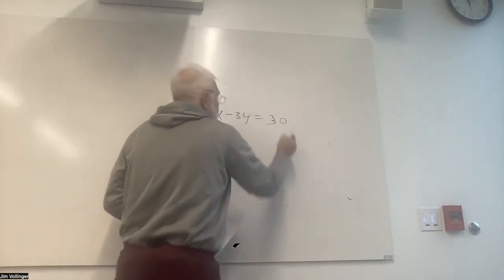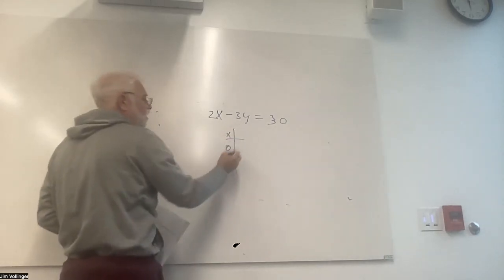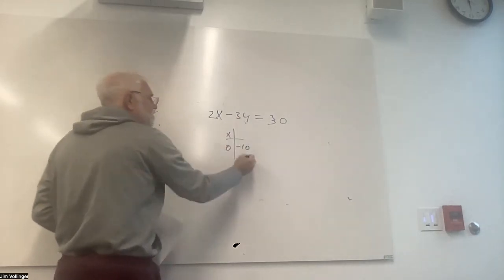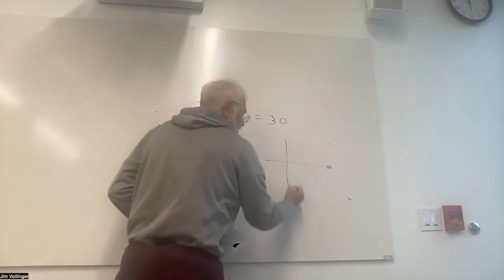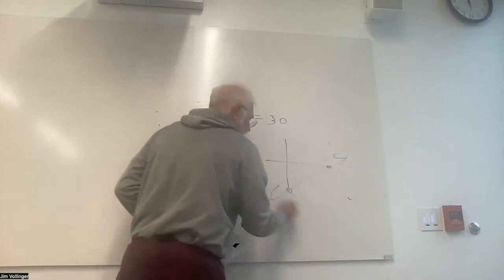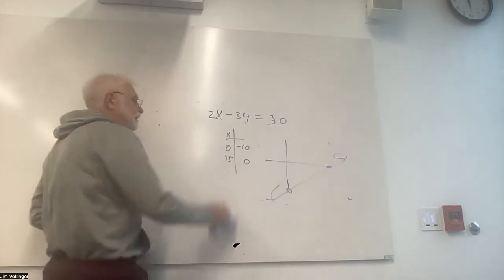2x minus 3y equals 30. All right, you've been doing this for 8 days now. You should immediately know that if you let x equal 0, we can see negative 10. If you let y equal 0, you should be able to see 15. So 15 is a little further out, and negative 10 is down. There's your line, and you don't have to do any work. You know how to use that sentence.